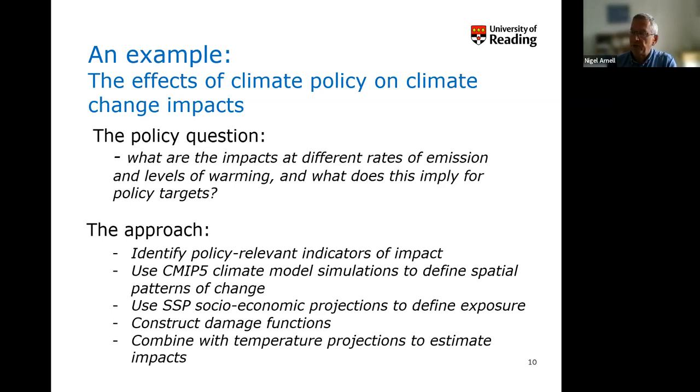And the approach that we followed essentially was to look back at what we mean by global scale consequences of climate change. So to identify some indicators of impact covering a range of different sectors that were relevant to the policymakers that we were talking with. I won't go into the details of how we did this, but we used what was then the current generation of climate models to define the spatial pattern of change in rainfall and temperature, which translate into impacts and consequences, which we estimated using impacts models.